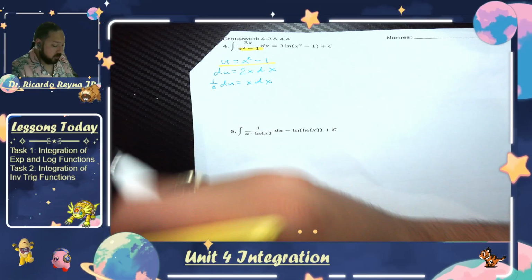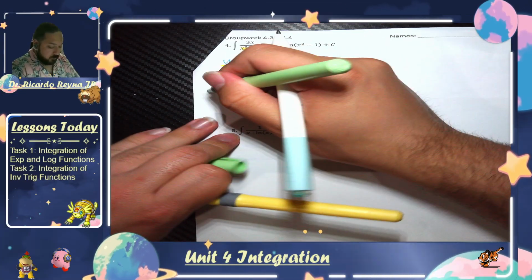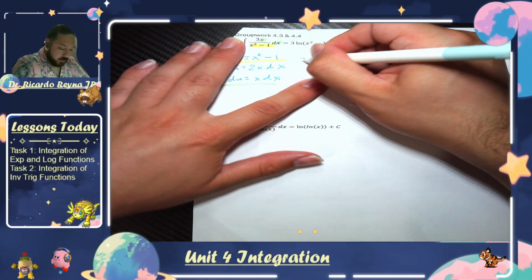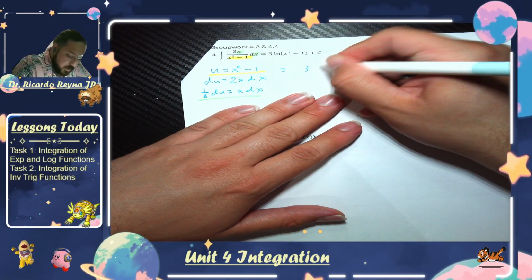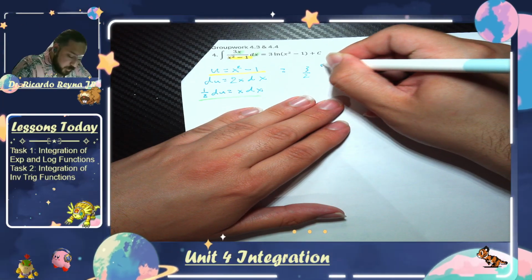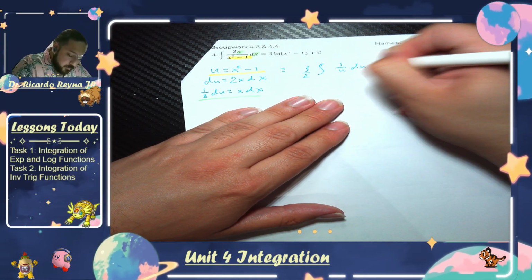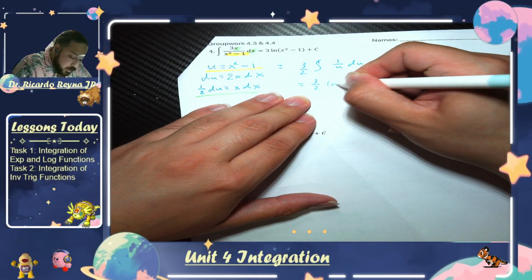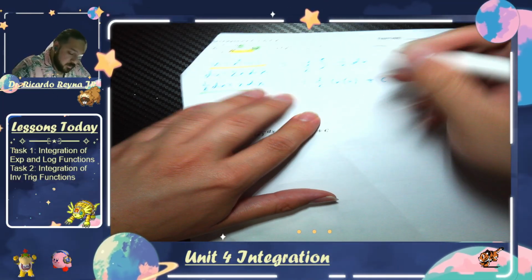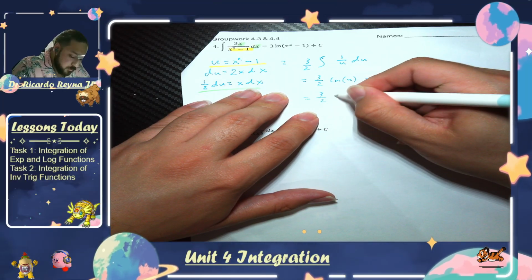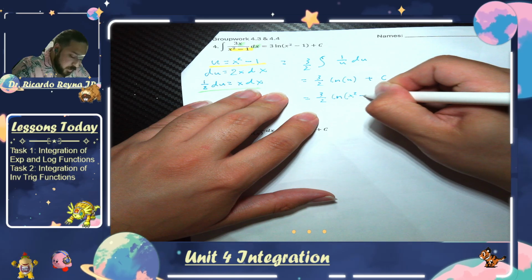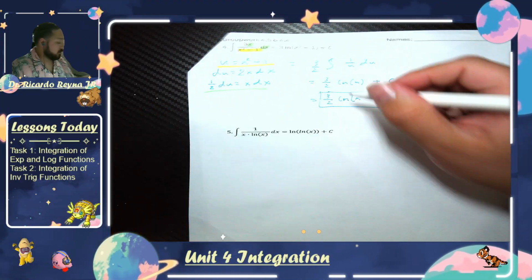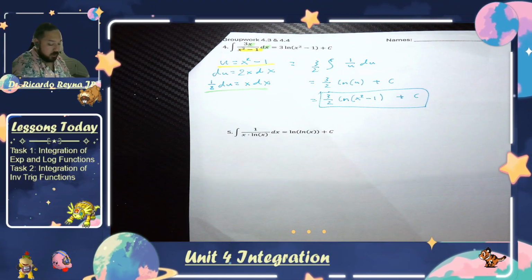So the whole thing becomes a u, and then really we're just taking the x and the dx to make 3 over 2 integral of 1 over u du. And we know that's just going to be 3 over 2 ln of u plus c. And then we plug u back in: 3 over 2 ln of x squared minus 1 plus c. Right. There we go. That is correct.